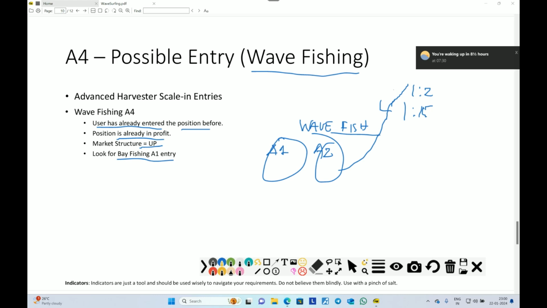With this, they can add on top. They will change to bay fishing, and then they'll add the A1 setup of bay fishing on top of the existing A1 or A2 of wave fishing. I'll explain in detail in the chart so that you can understand clearly. Okay, let's dive into the chart.